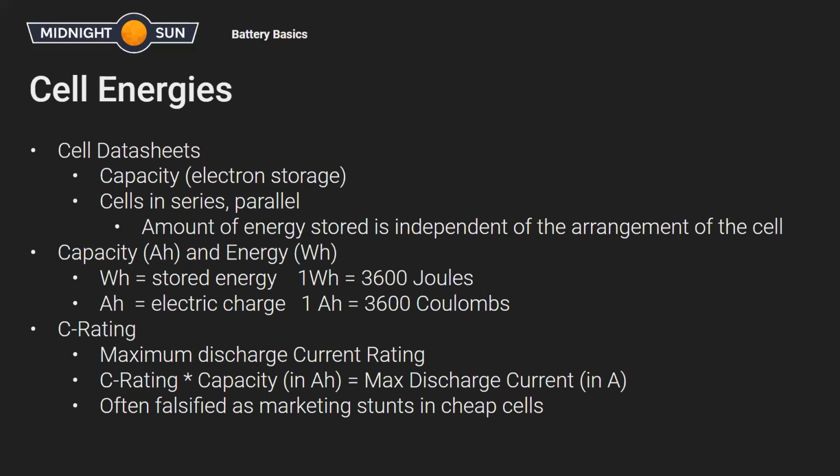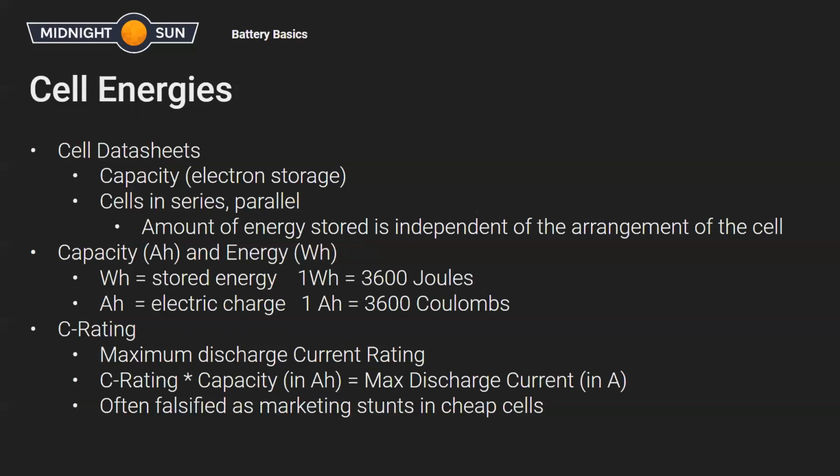So if you have a C rating of 1C, then you're drawing a current that would discharge the battery 1 time in a full hour. So if you multiply the C rating by the capacity in amp hours, then you'll get the maximum discharge current that you can draw from that cell.